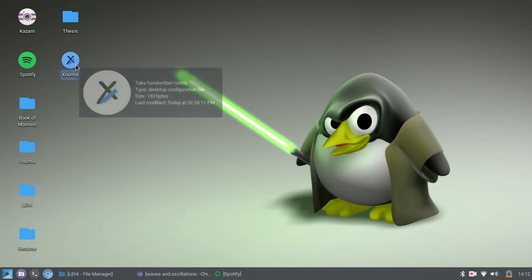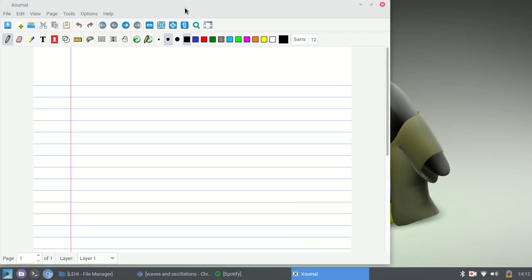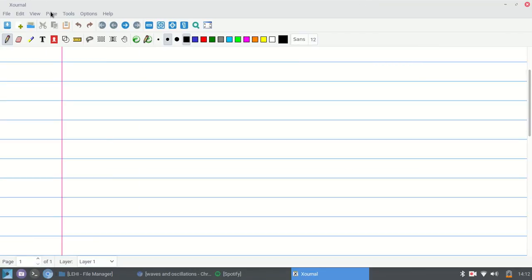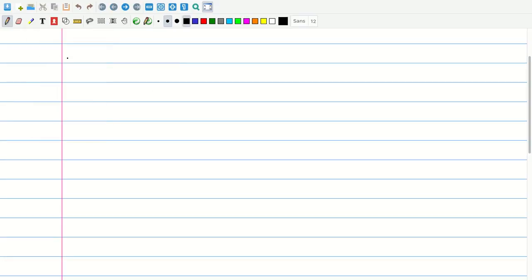So I'm going to start up Zernal, right? Mark executable. Okay, I had to reinstall certain apps. So yeah, sorry, it was a BIOS issue. And so full screen it.